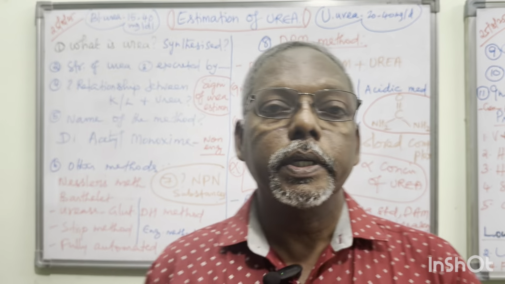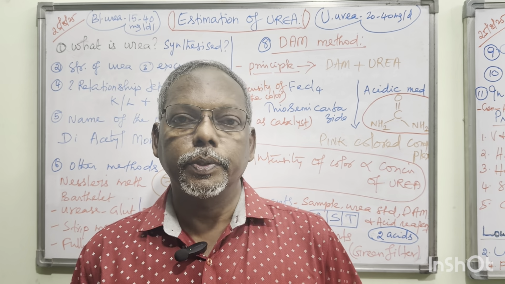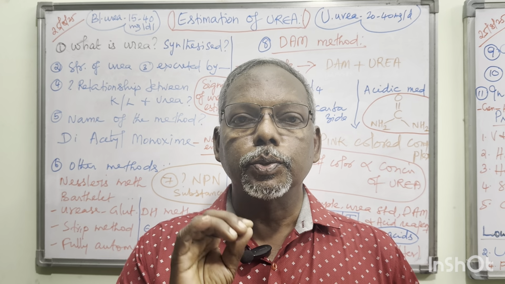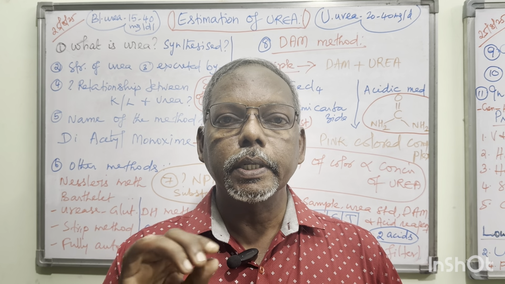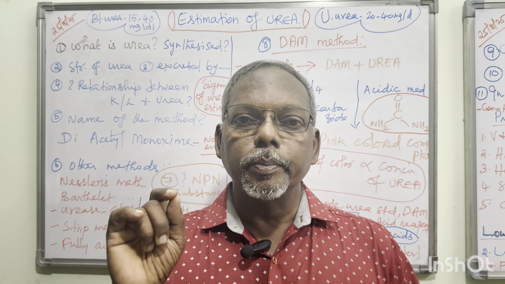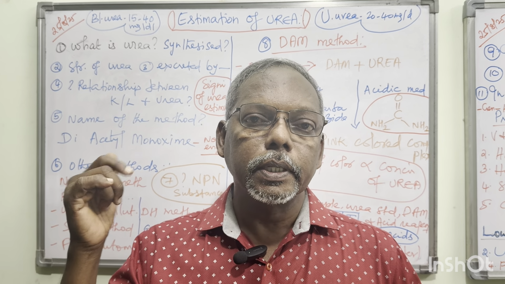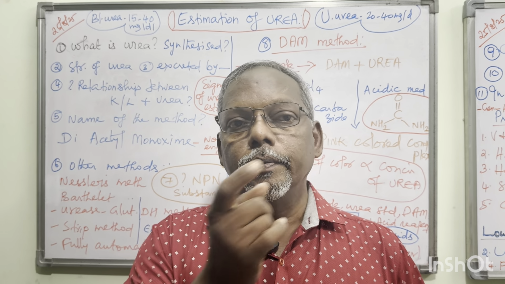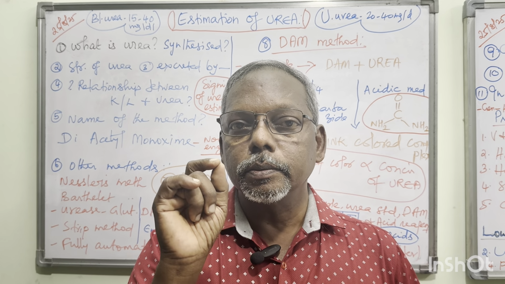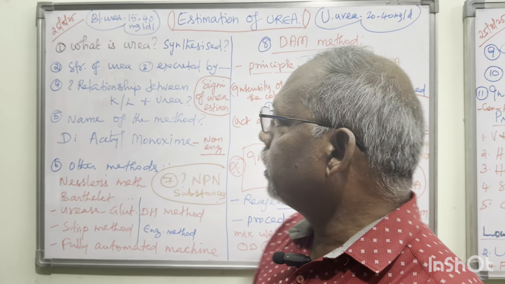Hi students, today's topic is estimation of urea. Before going to the estimation of urea, you should know about the normal level of urea in serum as well as urine. In serum, urea or blood urea is 15 to 40 milligram per deciliter, whereas urinary urea is 20 to 40 milligram per day, that is 24 hours.